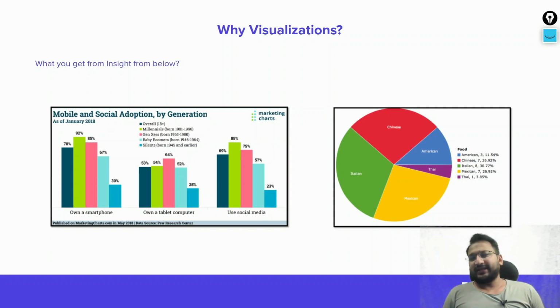When we come to the use of social media, we can see again the percentage of millennials is the highest. And as the age is increasing, the adoption of social media is decreasing. When we take a look at this pie chart, it is telling us the different food preferences across the globe. By looking at the chart itself, I can tell that Thai food is the least preferred. Italian food is the most preferred by the people around the globe, right? Chinese and Mexican also have a high liking across the globe. So you see two visuals and they give the complete information about generations and food preference within seconds.